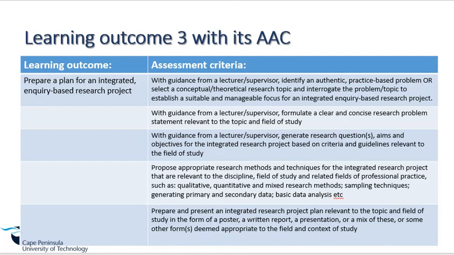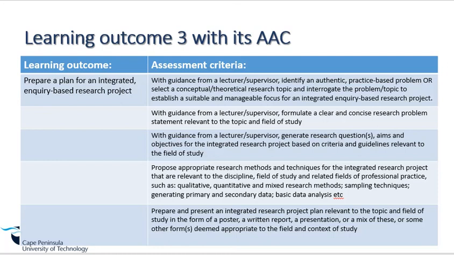In other words, they've got to identify a research-based problem. Okay? The next assessment criterion would be with guidance. Again, with guidance, these are not unsupervised. Formulate a clear and concise research problem statement relevant to the topic and field of study, following the steps of the proposal writing. With guidance, generate research questions, aims and objectives for the research project based on the criteria and guidelines relevant to the field of study. So they'll be provided with criteria and guidelines, all right? So you're going to need to do that.